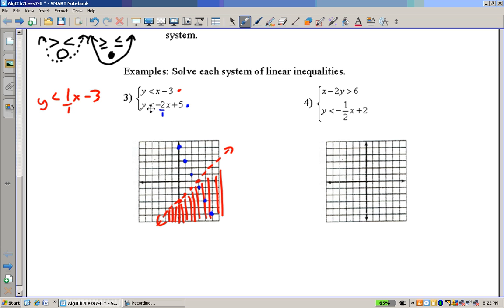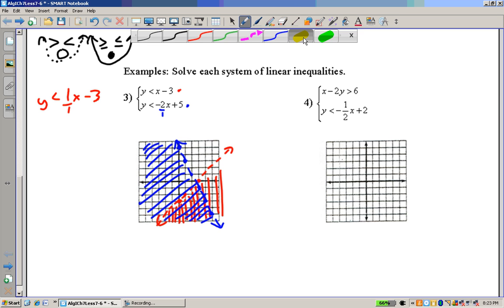Now, we don't have that here. This is still the young man. This is the dotted line. So it's going to be a dotted line for the blue. And the inequality symbol, the alligator has eaten the X, so hit the X, go below it. You can see this is the region here where it overlaps.